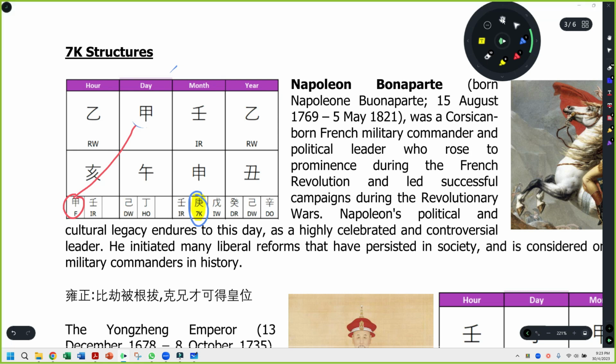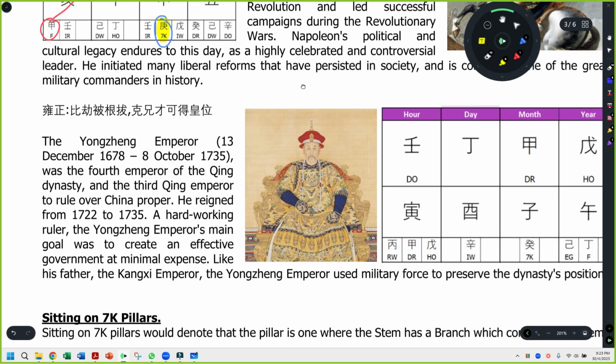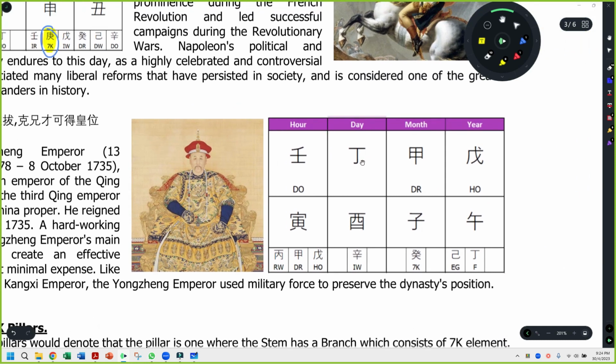Now, speaking of dynasties as well, we could also have this one, of course, which is the Yongzheng Emperor. During this period, the 4th emperor of the Qing Dynasty from Manchu. We also find that for this person, this is a Ding Day Master. A Ding Day Master born in winter is weak. Is there rooting? Can we find rooting for the Day Master? Yes, it is rooted over to here. So nonetheless, it is weak, but it is rooted.